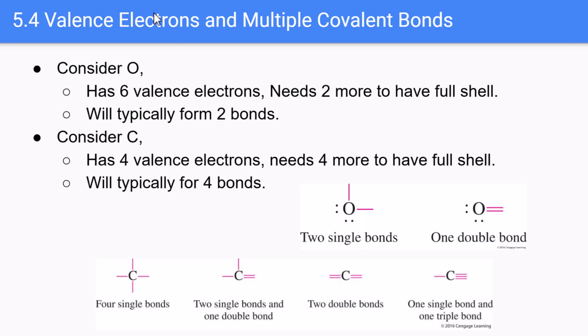We consider oxygen. Oxygen has 6 valence electrons. It needs 2 more to have a full outer shell, so it typically forms 2 bonds. And carbon has 4 valence electrons. It needs 4 to have a full outer shell, so it will typically form 4 bonds. So this is known as the NOC rule. NOC means nitrogen, oxygen, and carbon.